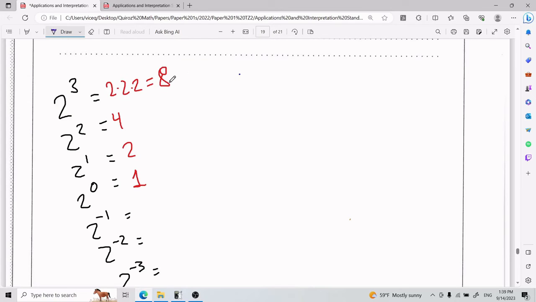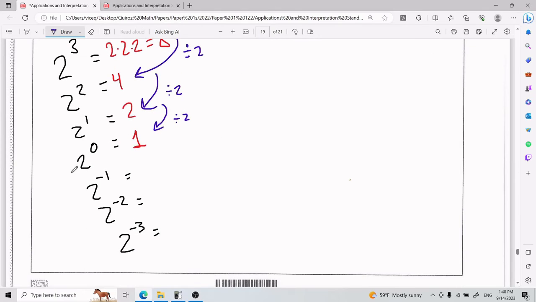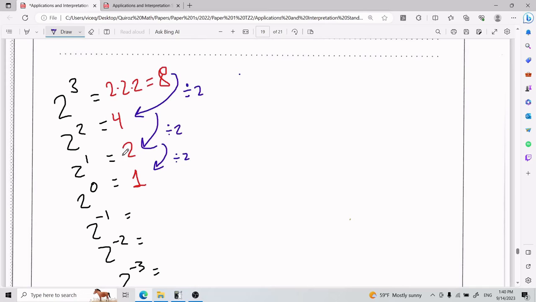So if I ask you to go from 8 to 4, what can you do? You can divide by 2. From 4 to 2, what can you do? You can divide by 2. From 2 to 1, you can divide by 2 again. And this is a pattern that shows up with exponents. That is why anything to the power of 0 is equal to 1, because you divide it by itself so many times that you end up reaching 1.